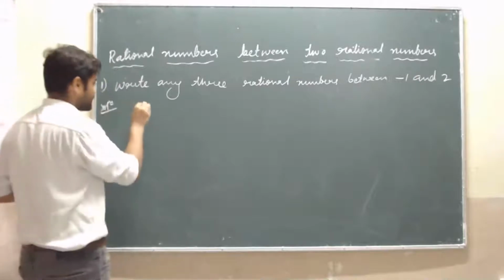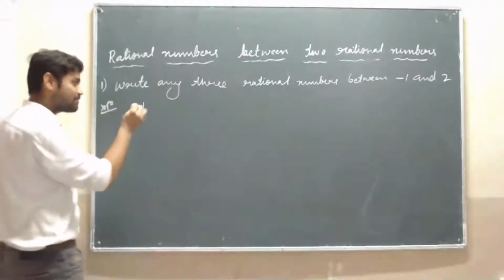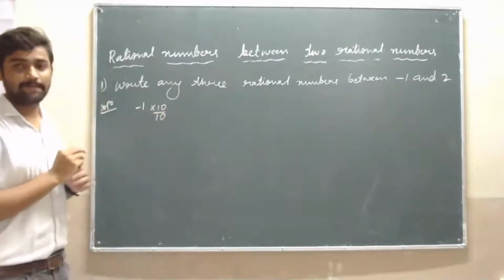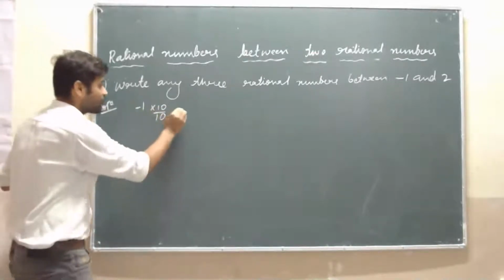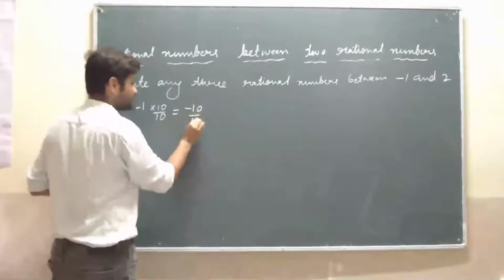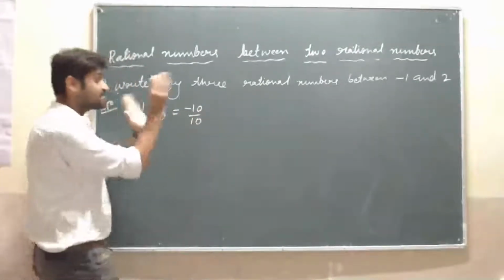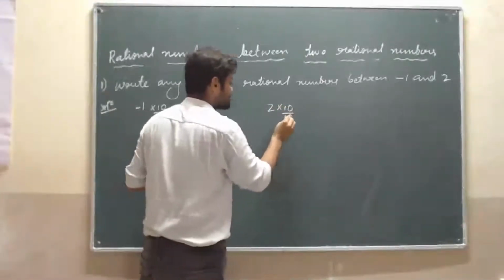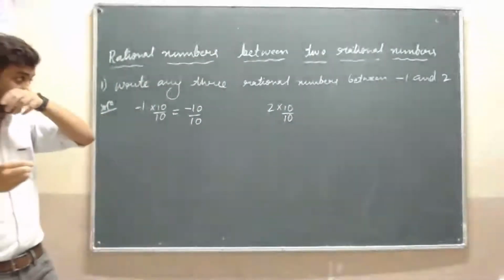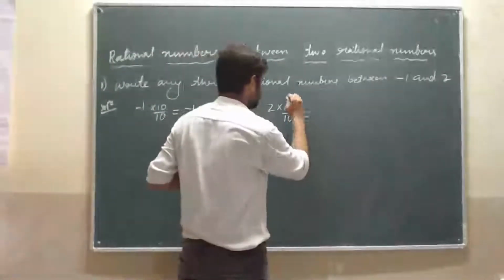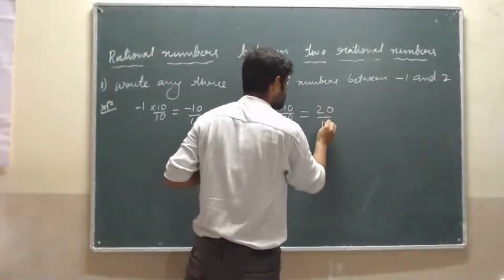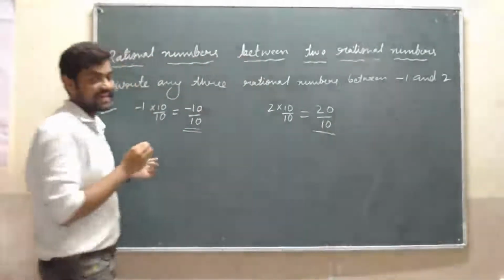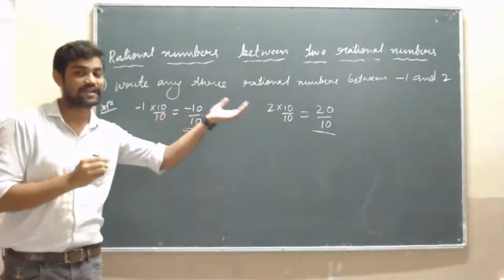Minus 1 is there. I will convert minus 1 as minus 10 by 10. I will multiply and divide it by 10. Why sir? Because this is the rule. We will get minus 10 by 10. And as usual, I will convert 2 as 20 by 10, multiplying and dividing by 10. Then find out the rational numbers between minus 10 by 10 as well as 20 by 10.